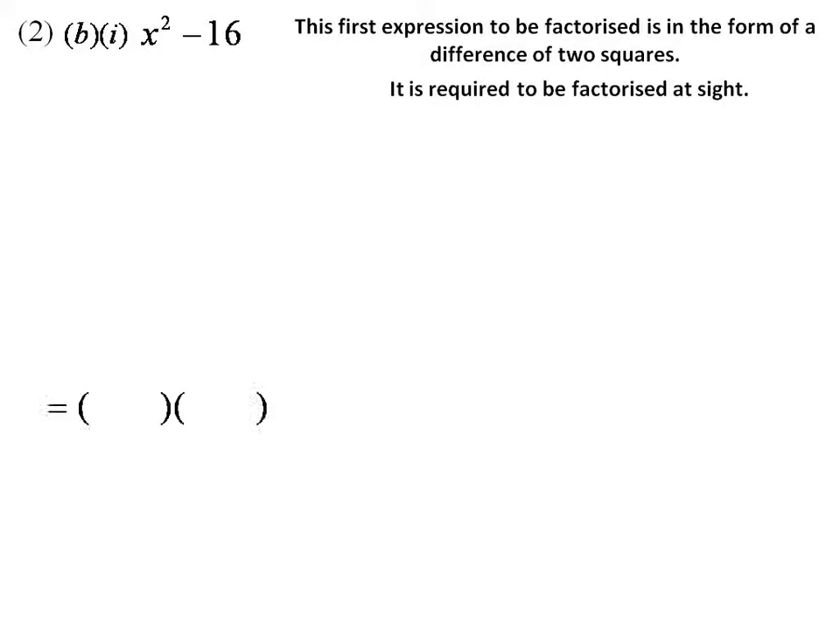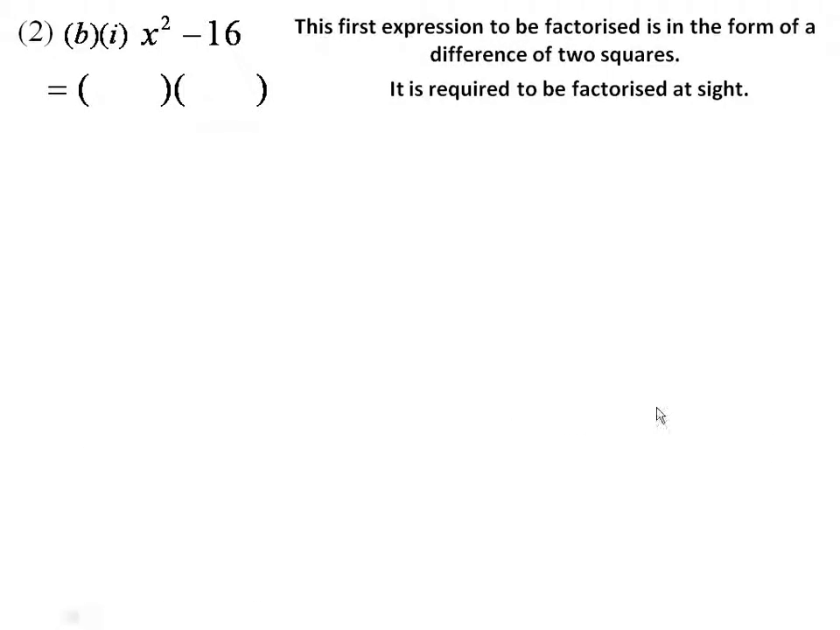Now we are about to factorize completely, and this first expression to be factorized is in the form of a difference of two squares, everybody's favorite. It is required to be factorized at sight. Usually, we imagine that it attracts only a single mark in the examination, factorizing a difference of two squares. Therefore, we do not imagine that it should take 3 steps in entirety.